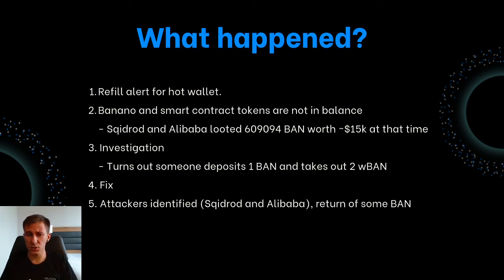And now you can pretty much guess how this vulnerability was exploited, because the guys figured out that these two Squidroad and Alibaba attackers looted 600k BAN, 15k dollars at that time, but some of them were returned by the Squidroad guy. And yeah, so it took a couple of days until the guys realized what is actually happening. So it was not just like, oh, we have empty balances and now we know what's going on.